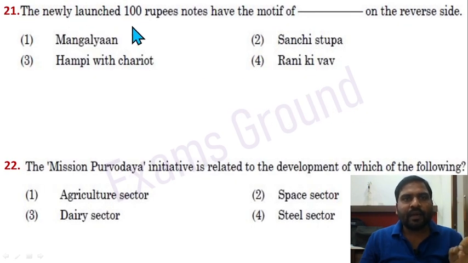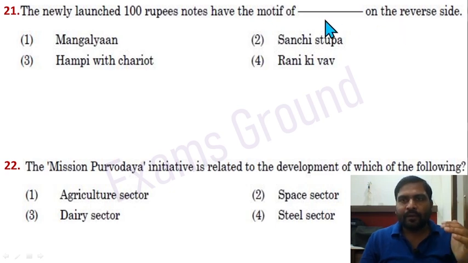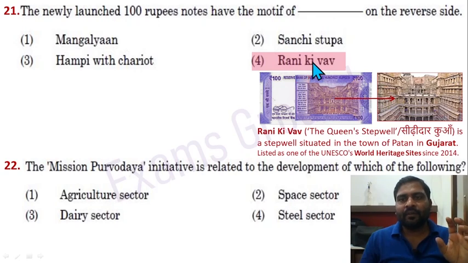Question 21. The newly launched 100 rupees notes have the motif of what on the reverse side? On the reverse side, it has the motif of Rani Ki Vav. Rani Ki Vav is a step well situated in the town of Patan in Gujarat, and it is listed as one of UNESCO's World Heritage Sites in 2014. So this is Rani Ki Vav, and it is on the reverse side of the 100 rupees note.